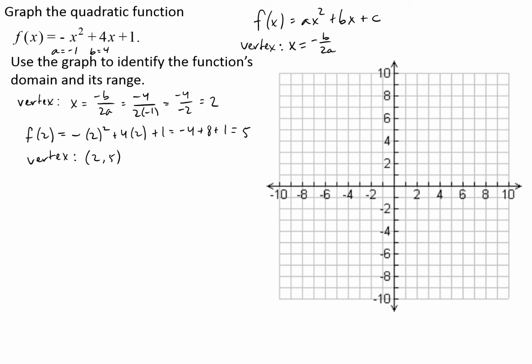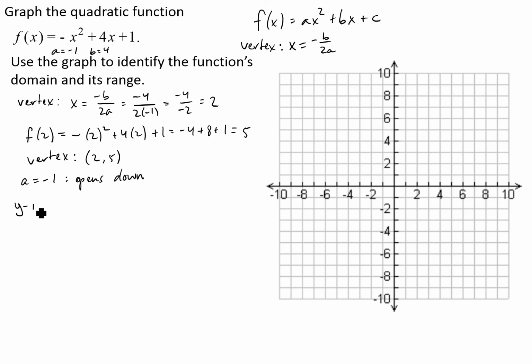Now to get some other points to plot, let's look at finding the intercepts. We can also figure out which way this parabola is opening based on the value of a. Just like in the standard form, if a is positive, the parabola opens up. If a is negative, it opens down. In our case, a is negative 1, so our parabola is going to open down.